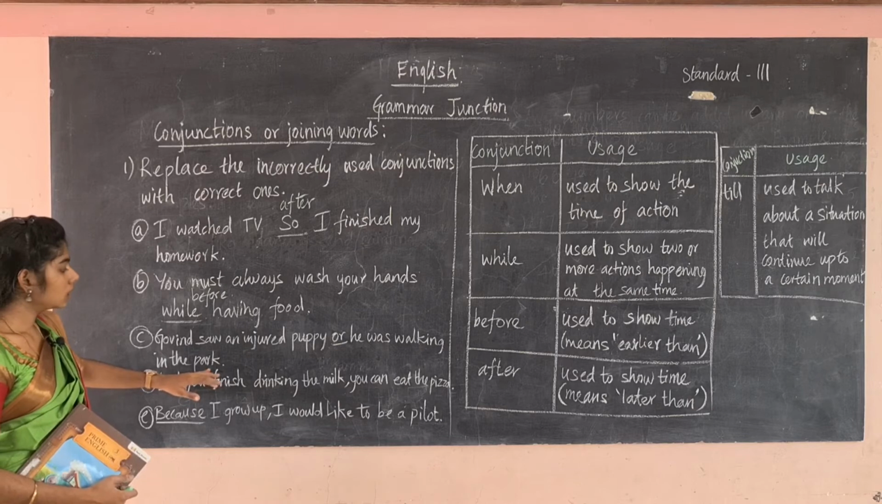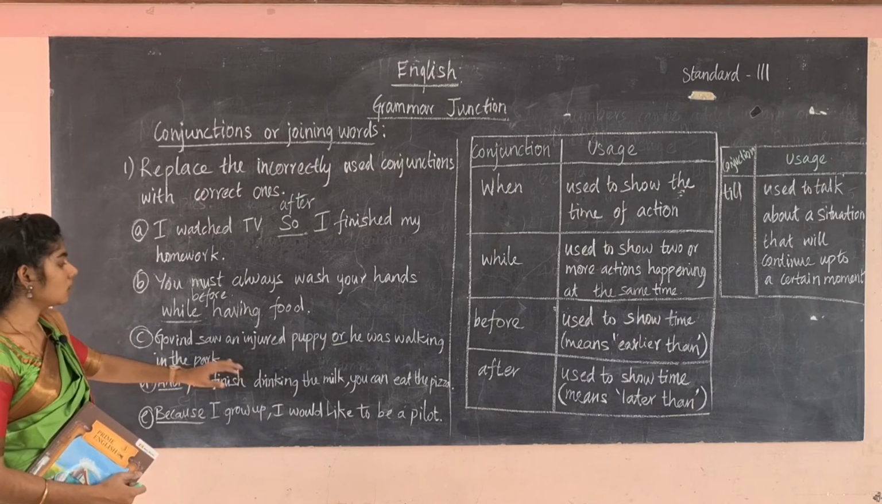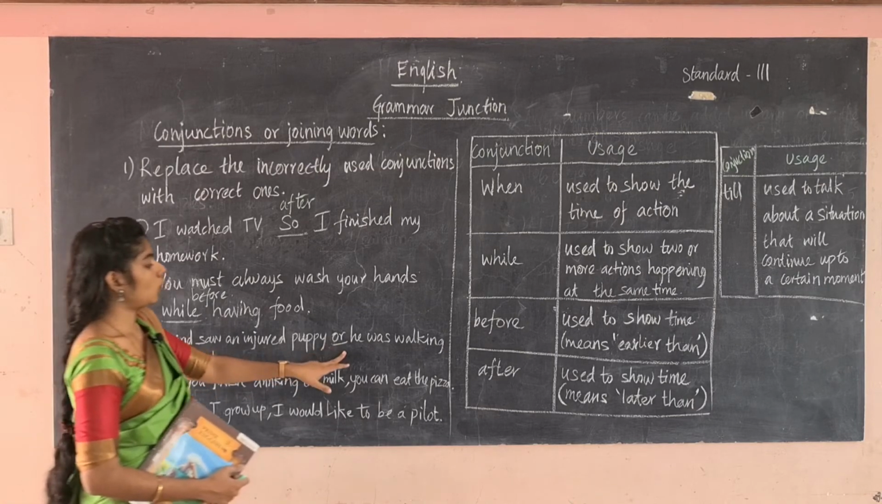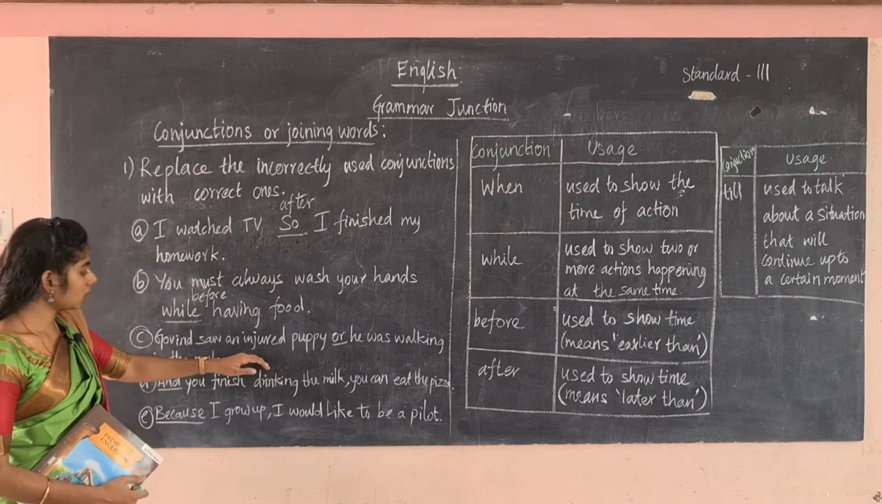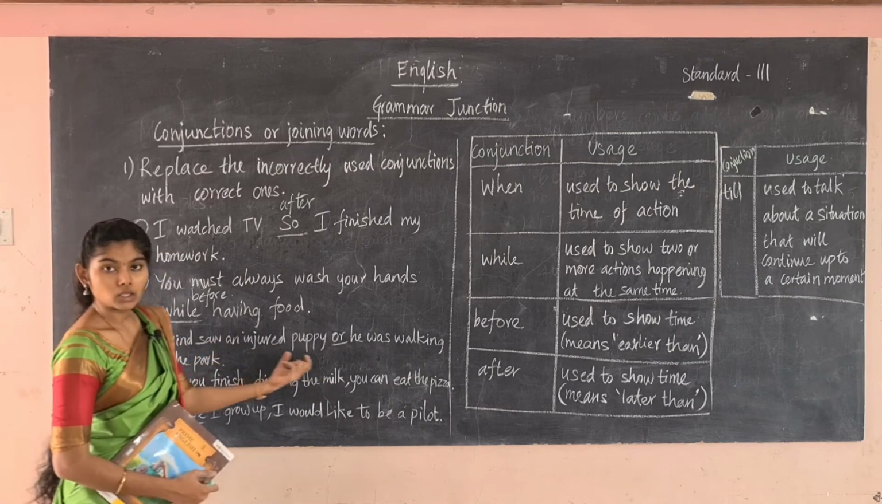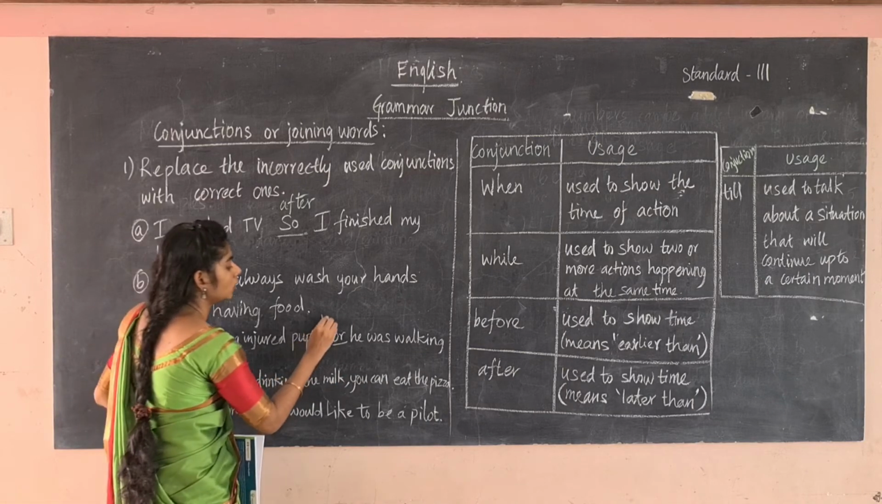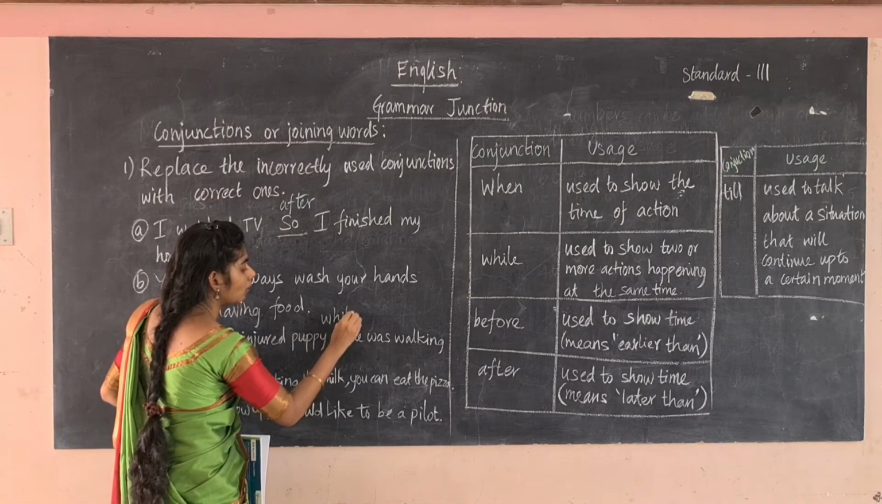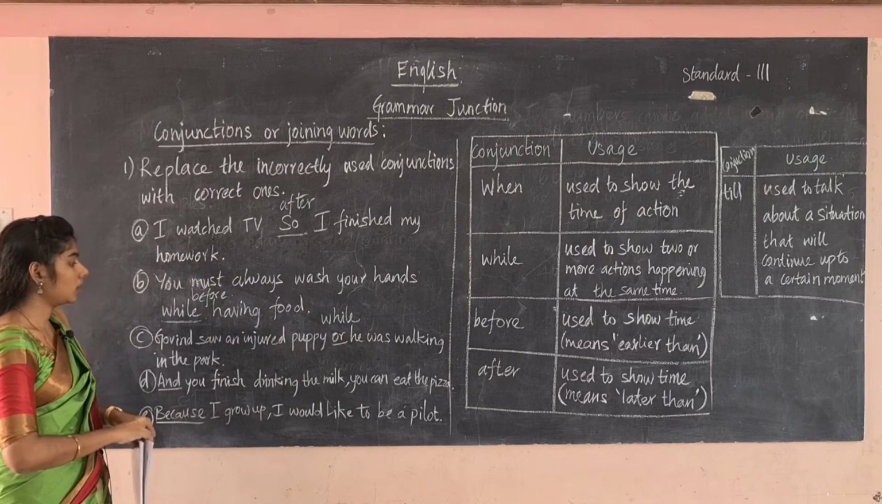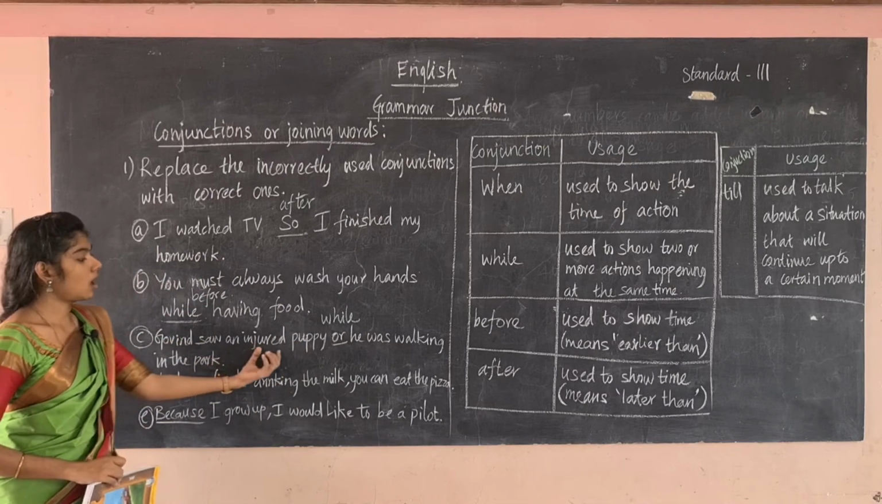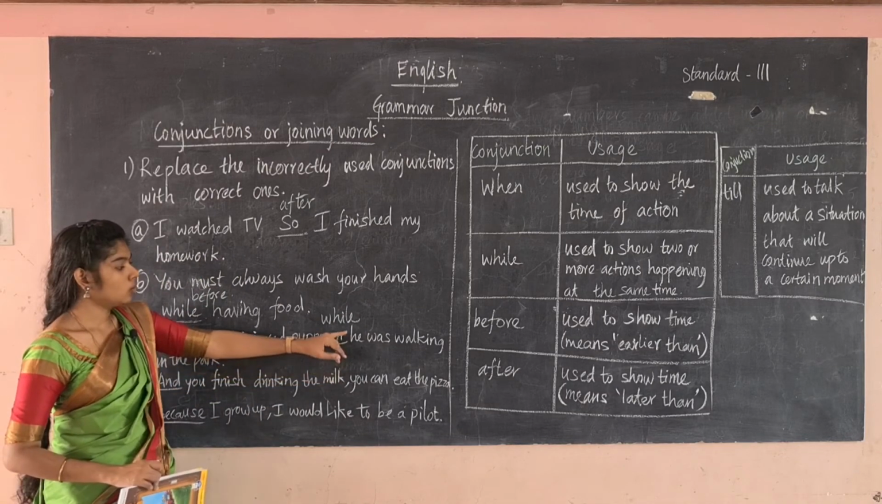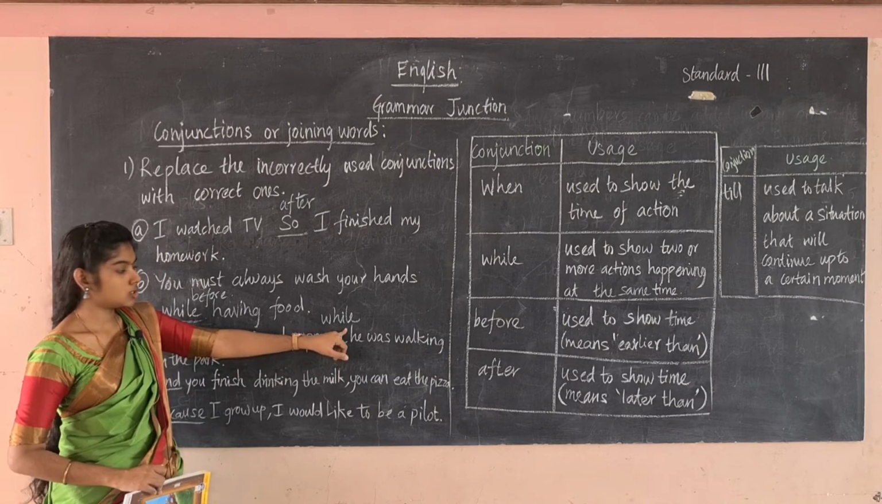So these are not two separate sentences. So we have to use here while. While he is walking only he saw an injured puppy. So you have to use here while. What will you use? While. The two things are happening at the same time. While he is walking he saw an injured puppy. So you have to correct it with while as the conjunction word here.